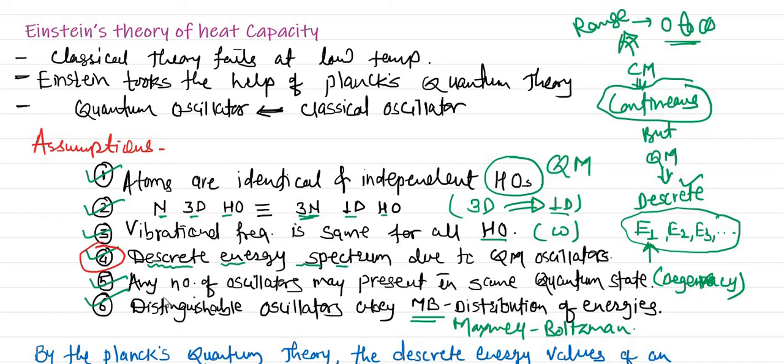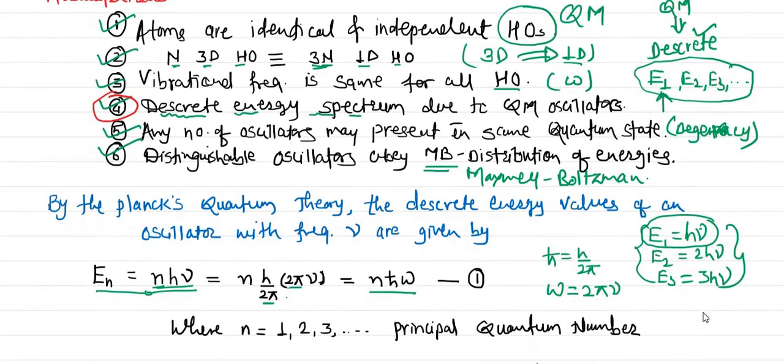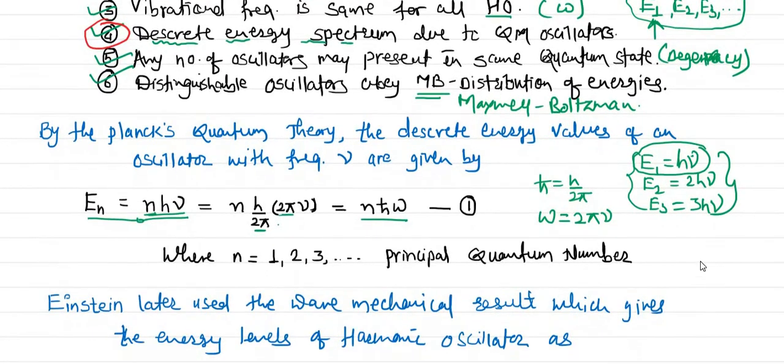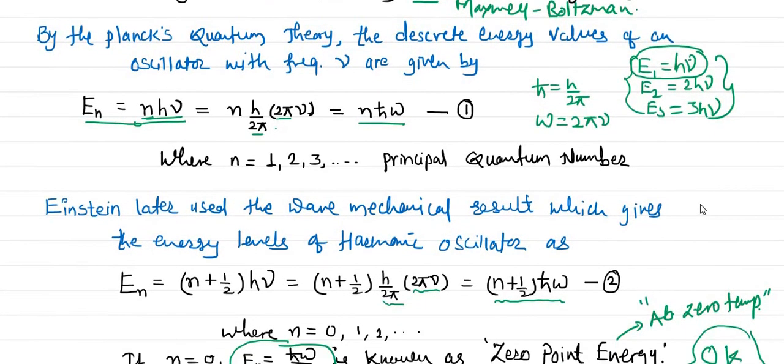The next assumption is that any oscillators may be present in the same state, which we call degeneracy. And all atoms are considered distinguishable particles, and they obey the Maxwell-Boltzmann energy distribution. So with these assumptions, Einstein took the help of Planck's quantum theory, and by that he considered the energy equation E equal to n h cross omega.